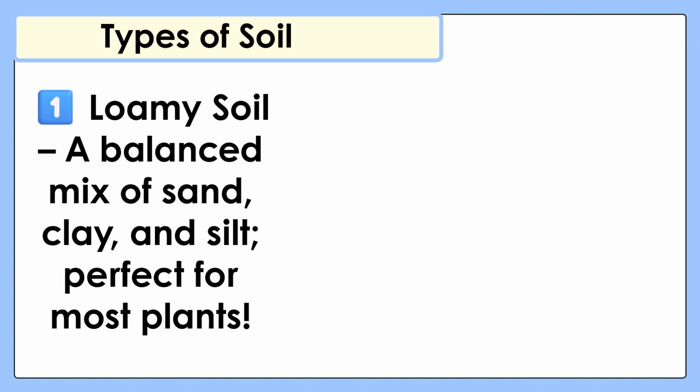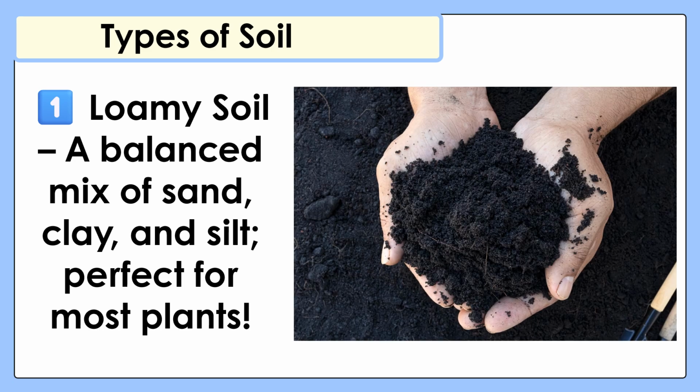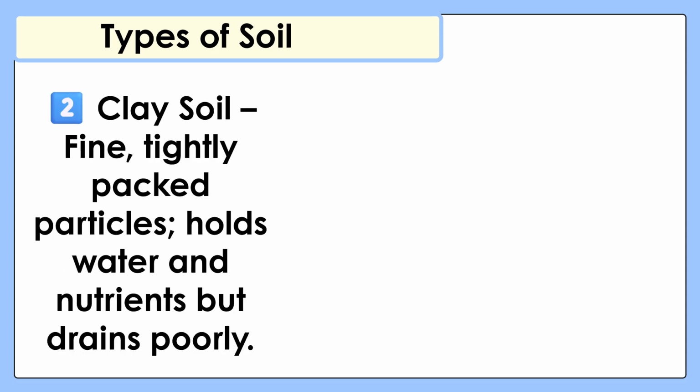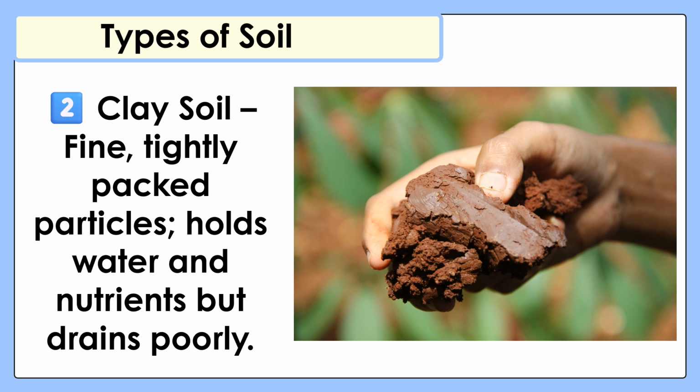Here are the types of soil. First, loamy soil. A balanced mix of sand, clay, and silt, perfect for most plants. Second, clay soil. Fine, tightly packed particles, holds water and nutrients but drains poorly.